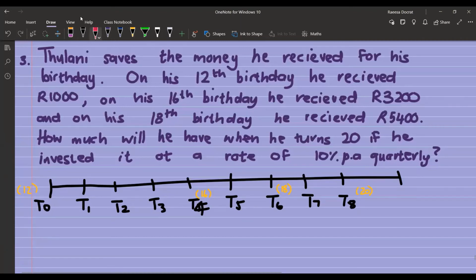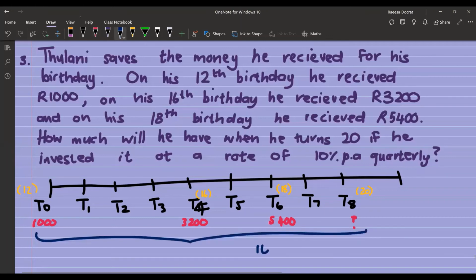So when he turns 12, he receives 1,000 Rand. When he turns 16, he receives 3,200 Rand. On his 18th birthday, he receives 5,400. And how much will he have by his 20th birthday? The interest rate for the entire period is 10% per annum compounded quarterly. So this is an I-4 nominal rate.